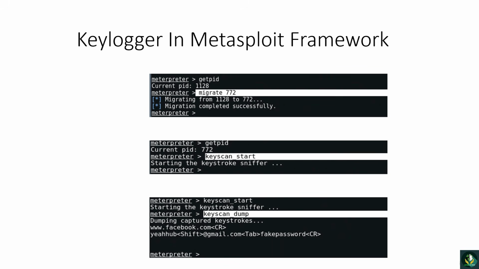Now we need to wait, this will take a couple of minutes until our victim types something on the keyboard. For example, go ahead and open your browser and try to log in to a Facebook account. Now back on the Kali system, simply type keyscan_dump and press enter. Then this will give you, as you can see, facebook.com, I typed this one for gmail.com, and this is a fake password.